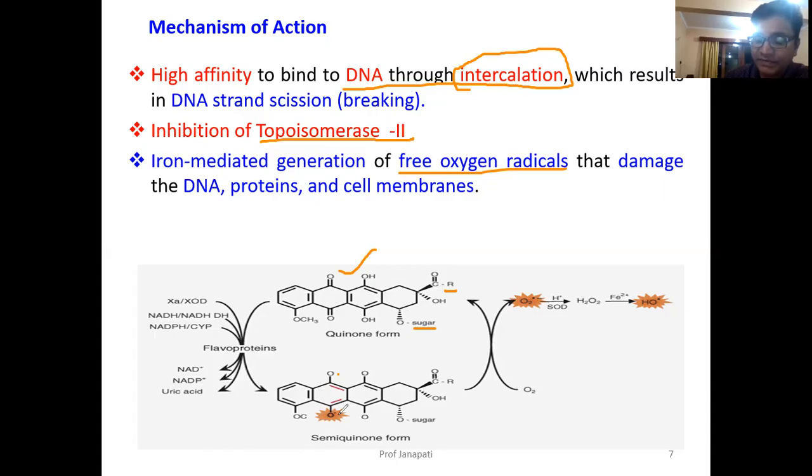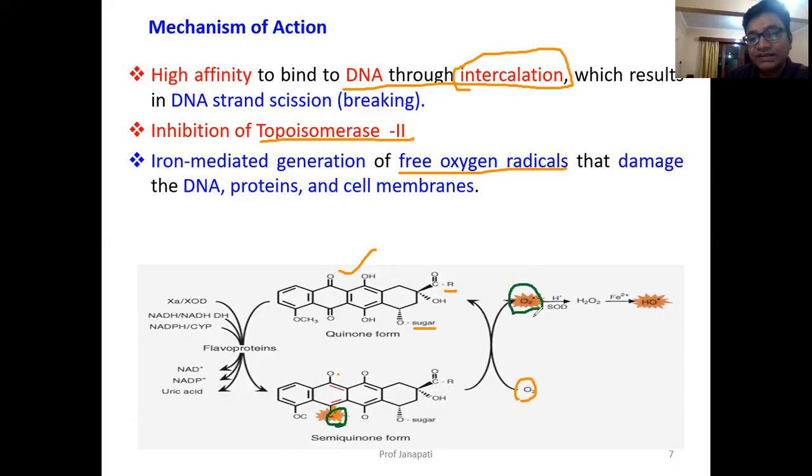Reduction form, it is becoming a reduction process. Now what happens is that this semiquinone form will react with a water molecule to form the quinone form again. During this process, the extra electron which we got will be transferred onto the oxygen. So that is called superoxide.